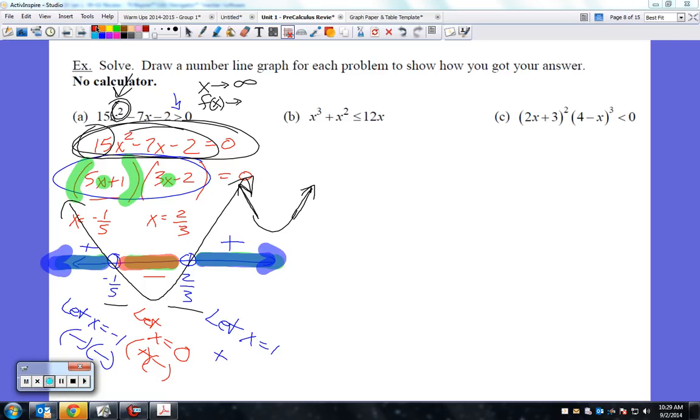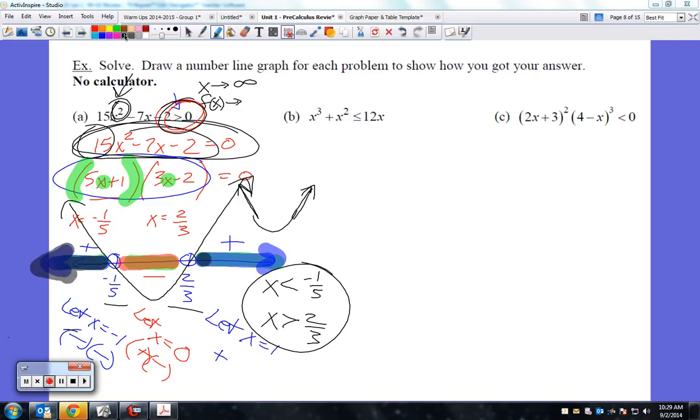The answer was only looking when it was greater than 0. Otherwise, when it was positive. So there's 2 intervals. Travis, what are they? When are you bigger? Perfect. X is less than negative 1/5, and x is greater than 2/3. There's your answer. And if you wanted to draw it out, you could.